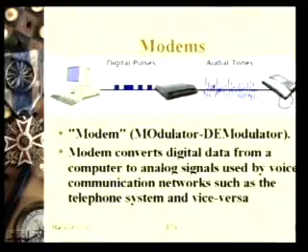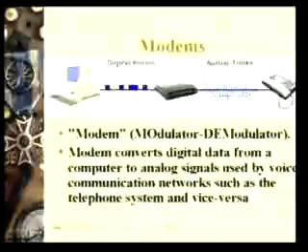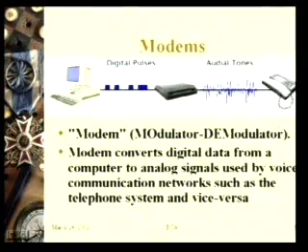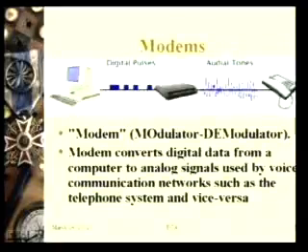Finally, it is the modem. A modem is a modulator-demodulator which we commonly use at our house. A modem converts digital data from a computer to an analog signal that is used by voice communication networks such as the telephone system, and vice versa. It sends it across, and at the receiver end the reverse process is carried out and the data is received the other way round. So this, in a nutshell, are some of the devices which are used in a network.